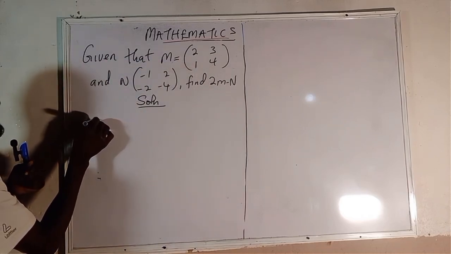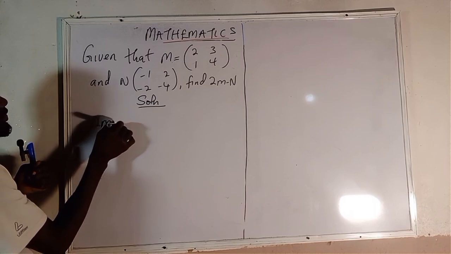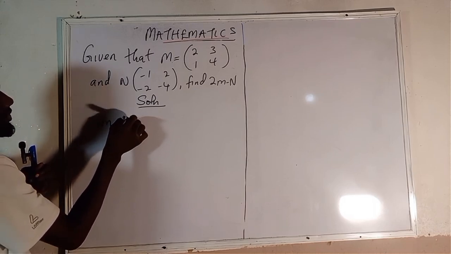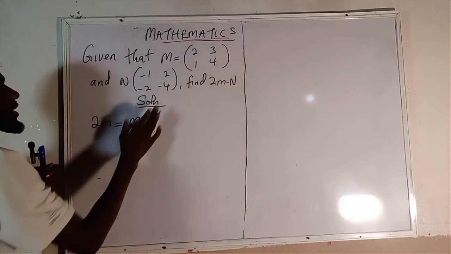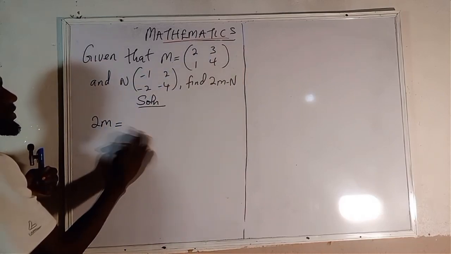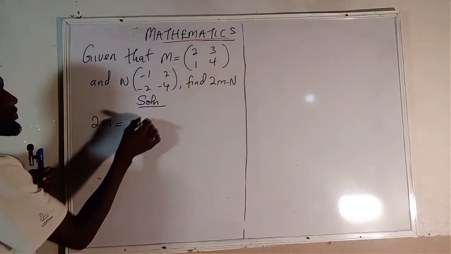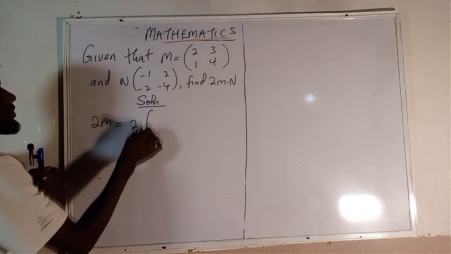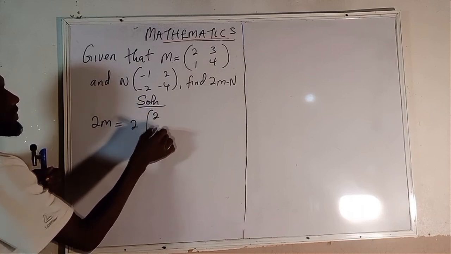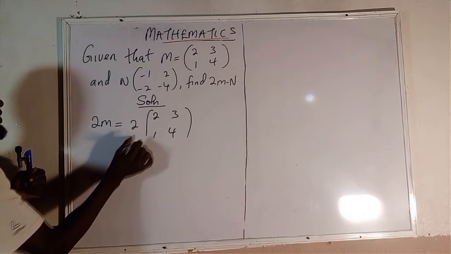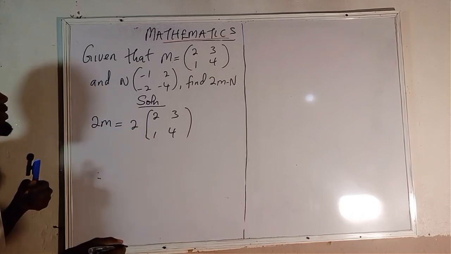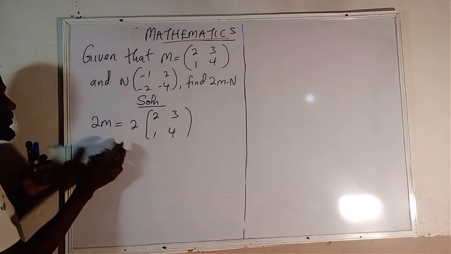then we are going to find 2M. 2M is equal to 2 times M. We multiply everything inside the M by 2, which is 2 times the matrix 2, 1, 3, 4. Everything inside the M, we multiply by 2 so that we can find 2M.